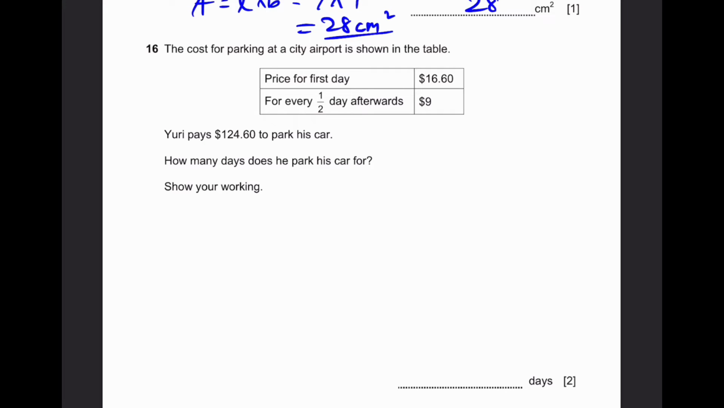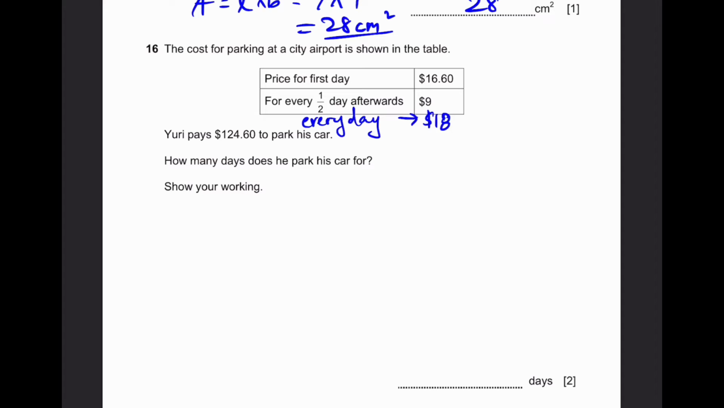The cost of parking at a city airport is shown in the table. Price for first day is $16.60. For every half day afterward is $9. Yuri pays $124.60 to park his car. How many days does he park his car for? So you're working. So for every half day afterwards is $9. So for every day afterwards, that would be 9 into 2, which is $18. And now, how many days does he park his car for?